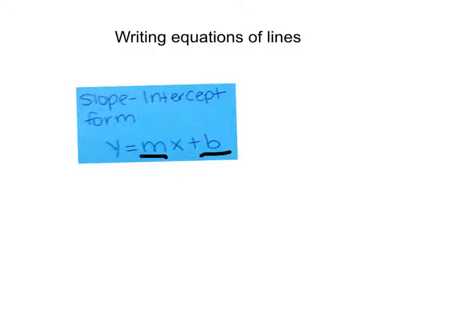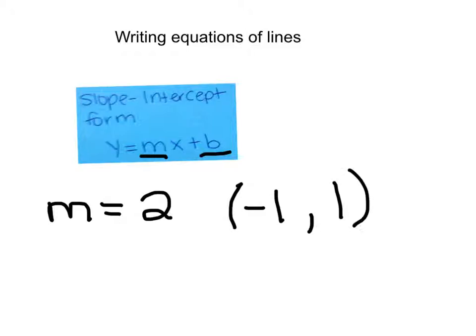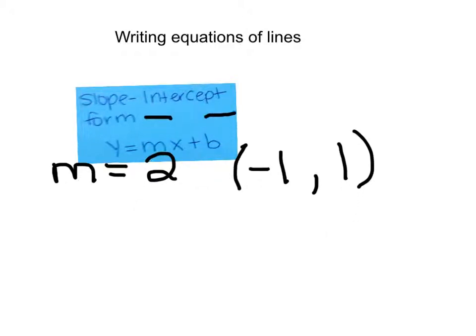Now today we're working on writing the equations, so let's say that we want our line to have a slope of 2, and we want to pass through the point -1, 1. Now as you can see, we don't have our y-intercept just yet. We're going to have to solve for it. So, let me scoot this up.